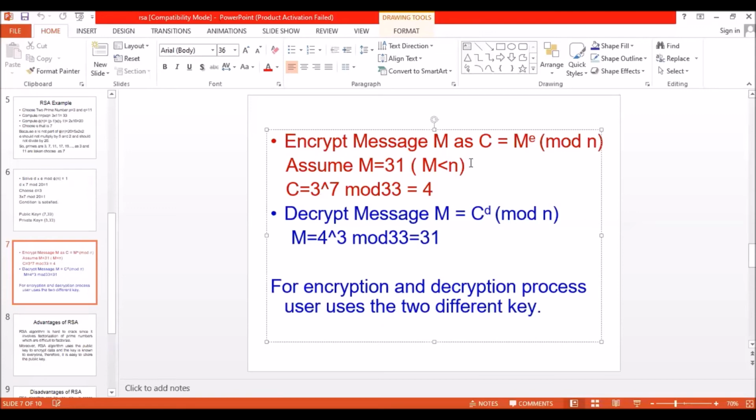So we compute. First of all, we encrypt the message: c equals m to the power e mod n. So c equals 31 to the power 7 mod 33, which equals 4. And then we decrypt the message: m equals c to the power d mod n. So m equals 4 to the power 3 mod 33, which equals 31. We have seen that finally we get the message equal to 31, which means our message is accurate, and there is no attack on this algorithm.